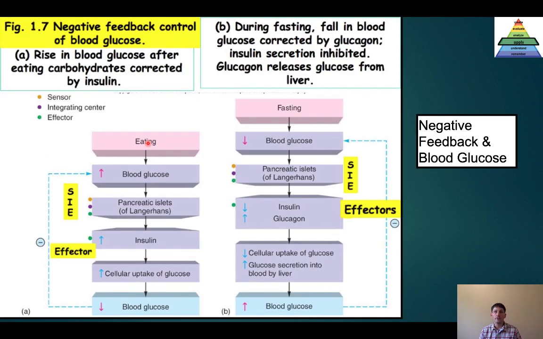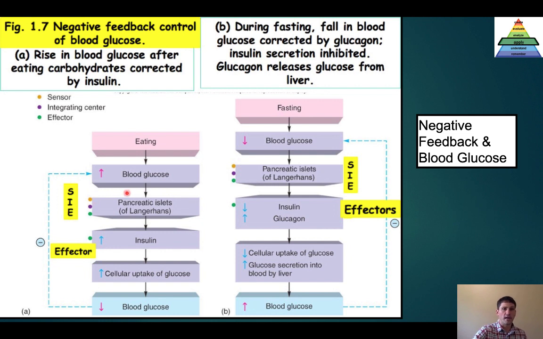Now we can look at some other examples with this. So another good example is blood glucose. A lot of you may be familiar with this. If you are eating food, as you can see over here on the left, we eat some food, we break that down in our digestive system, that glucose then gets into our blood and our blood glucose levels go up.